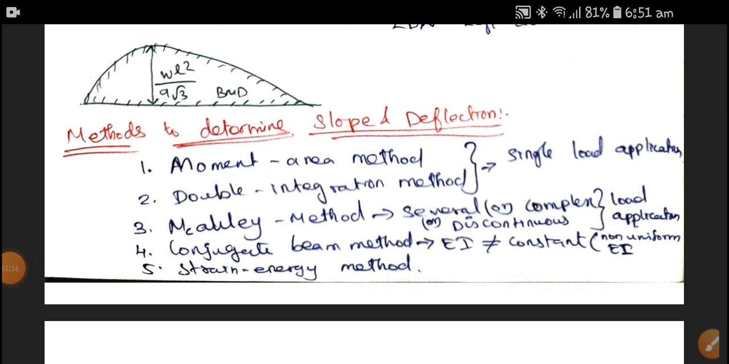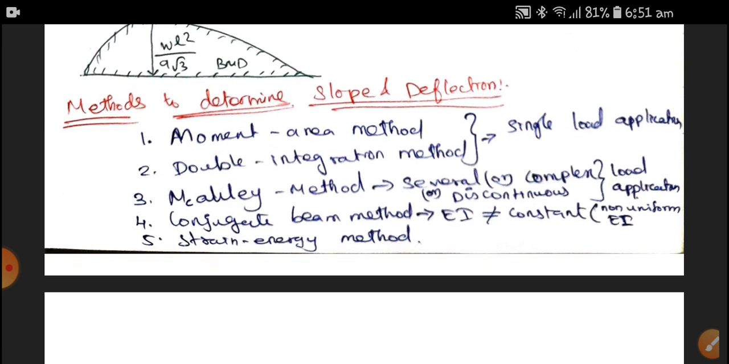The Macaulay method is for several, complex or discontinuous loads, wherever the beam is subjected to combined bending, or uniformly varying load or uniformly distributed load together with a point load. Since it is a complex structure, the Macaulay method will give an exact result of slope and deflection for different kinds of loads. Next is the conjugate beam method. Here, for beams with non-uniform flexural rigidity, we can use the conjugate method. And the last one is the strain energy method.